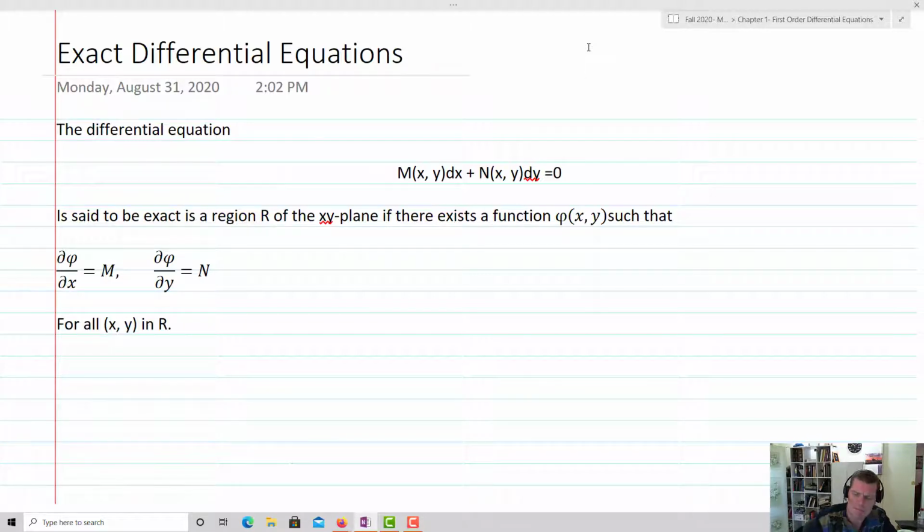So we've got this function phi, and if I take the derivative of phi with respect to x, I'm going to get M, and the derivative of phi with respect to y is going to give me N. If that's true, then I have an exact differential equation. So what we want to figure out first is how do we know when something happens to be exact.